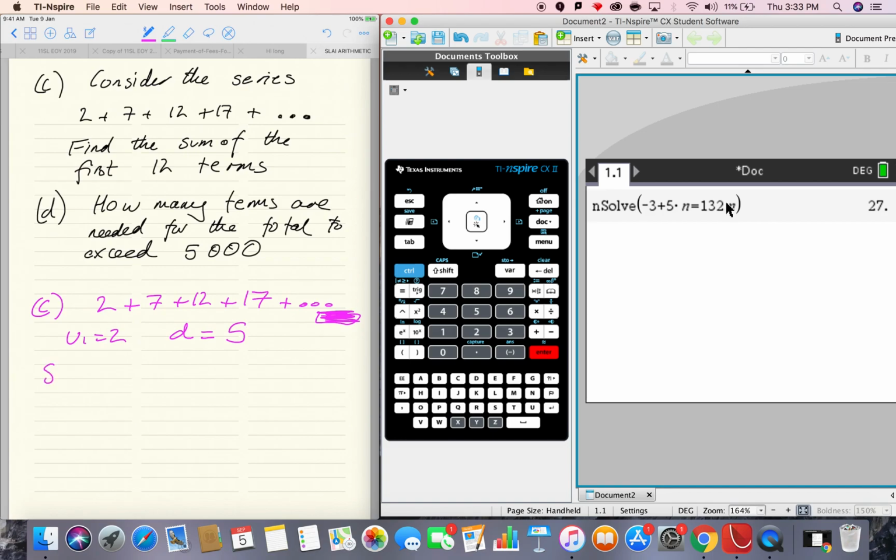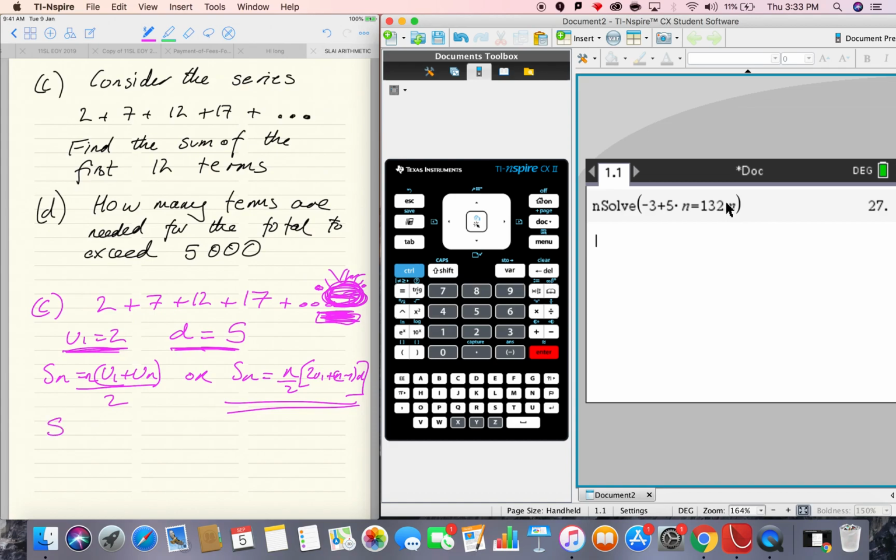So remember we've got two sum formulas. S of n is u1 plus u of n, times n over 2, or S of n equals n over 2 times 2u1 plus n minus 1 times d. And you should have guessed that because I'm identifying u1 and d, and I don't know the u of n term, we're going to use the second formula. Alright, so let's write it down.